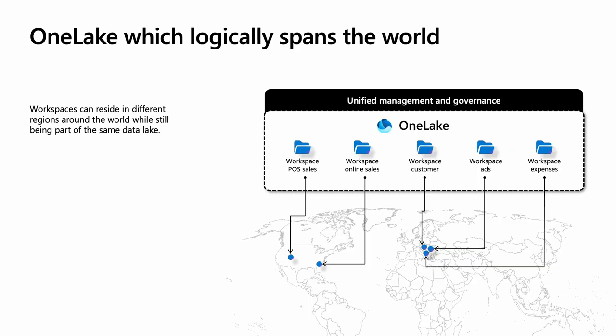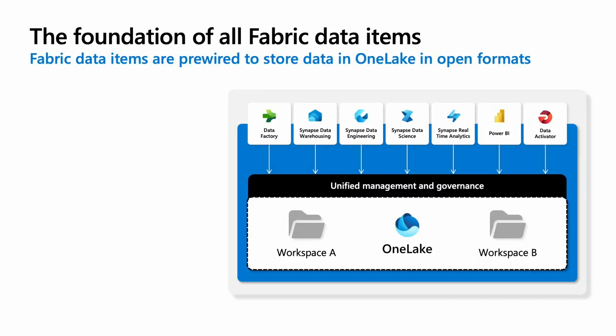OneLake is built on top of Azure Data Lake Storage Gen 2. Under the covers, it will use multiple storage accounts in different regions. However, OneLake will virtualize them into one logical lake. Let's zoom into a couple of these workspaces and see how the data is being stored. In OneLake, all data comes as part of a Fabric data item. And Fabric data items are pre-wired to store their data in OneLake using open file formats.